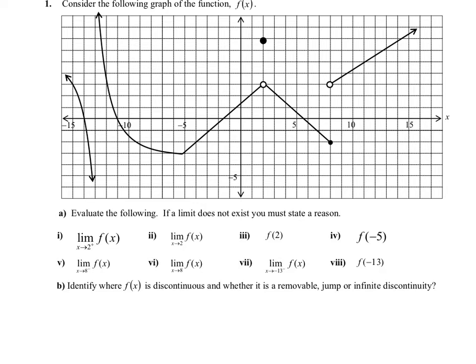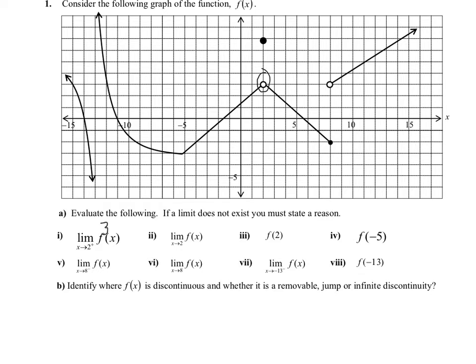The first one says when x goes to 2 from the right. Two is here. We go from the right. It is obvious that when we get closer to 2, the value of the function becomes 3.